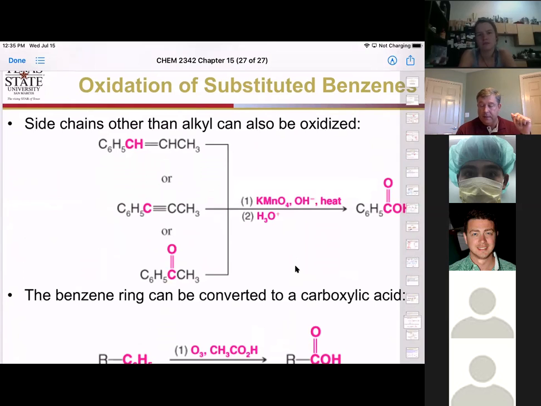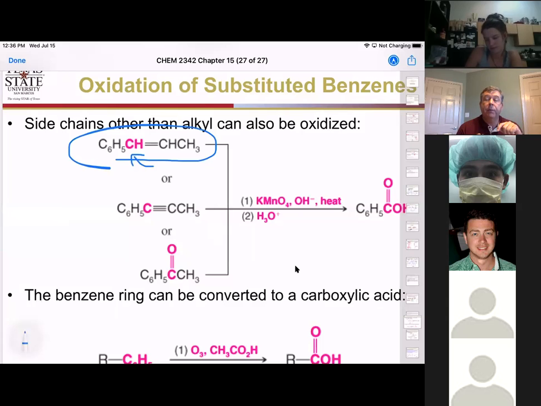So in the case of this propylene phenyl group here, we have a benzylic hydrogen, that means that that double bond can also be oxidized, and it's going to clip off the chain and oxidize all the way down to the carboxylic acid. Okay, the product of this is benzoic acid, the simplest benzene carboxylic acid.